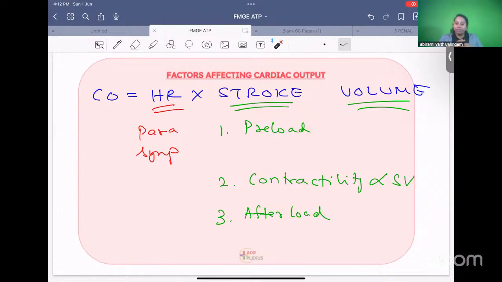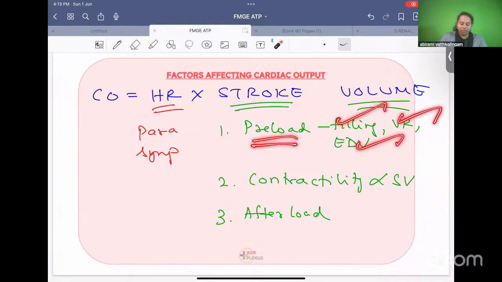Preload, filling. Yes, preload means filling of the heart. Preload means filling. Who will fill the heart? Veins only will fill the heart. That is called venous return. When veins fill the heart, it will go into its end diastolic volume. So this is end diastolic volume. So what is preload? Filling, venous return or end diastolic volume.